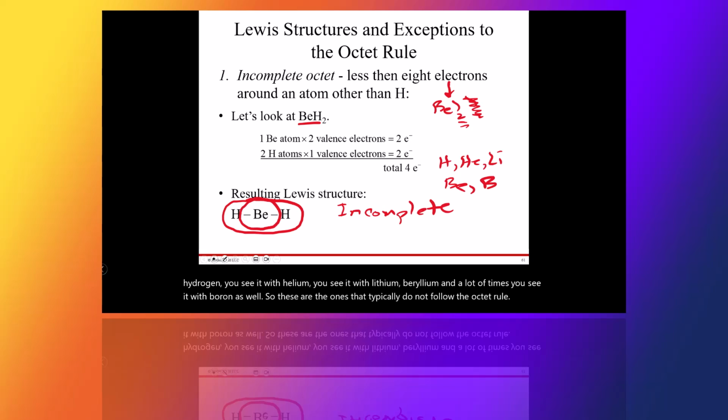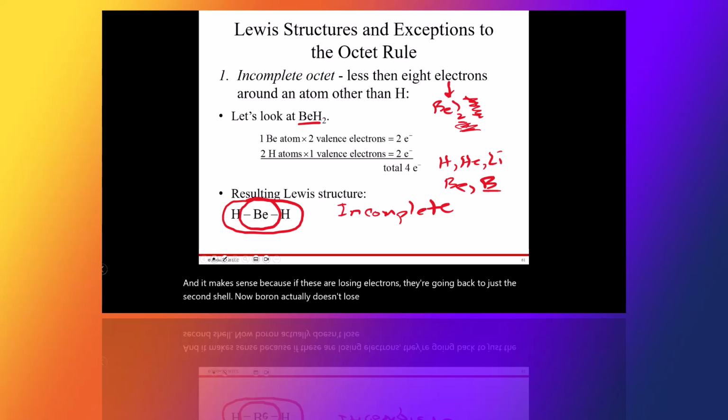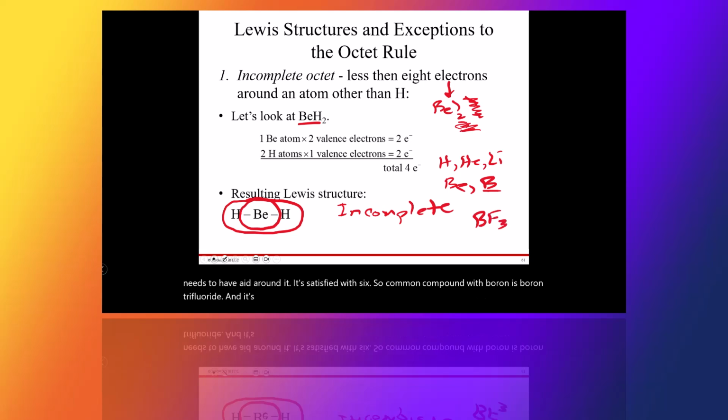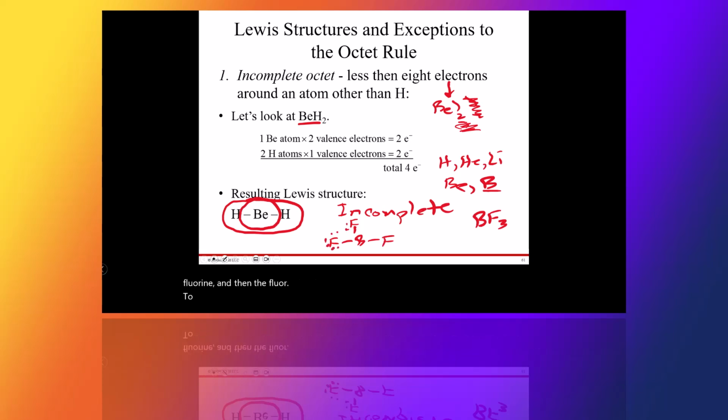And it makes sense because if these are losing electrons, they're going back to just the second shell. Now boron actually doesn't lose the electron. Boron, though, doesn't feel like it needs to have 8 around it. It's satisfied with 6. So a common compound with boron is boron trifluoride, which is boron bonded to three fluorines, and the fluorines each have their 3 lone pairs around them, and that's it. Boron is satisfied with 6 electrons.